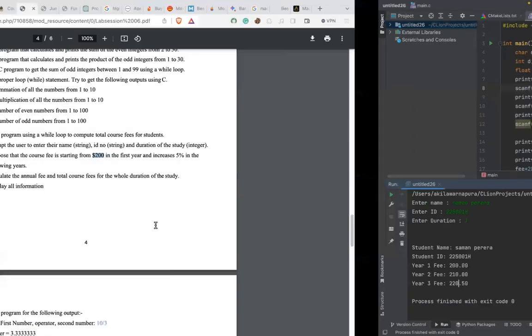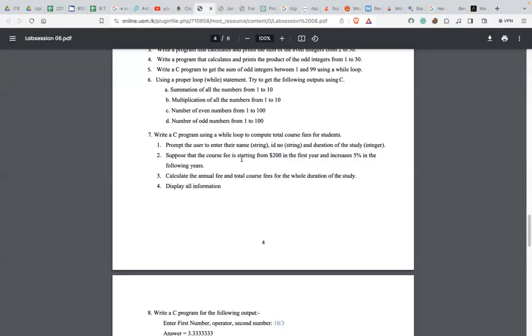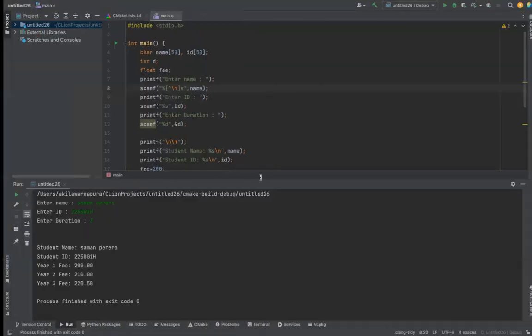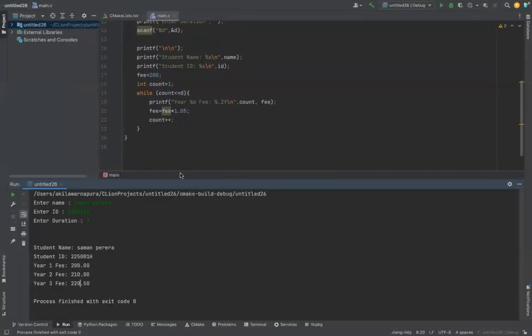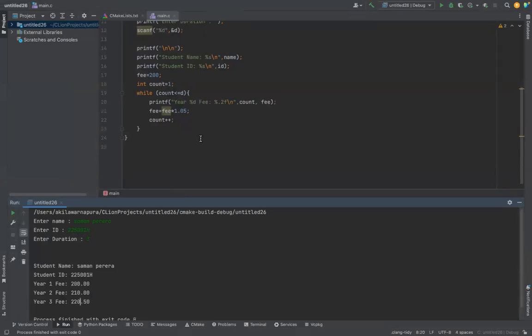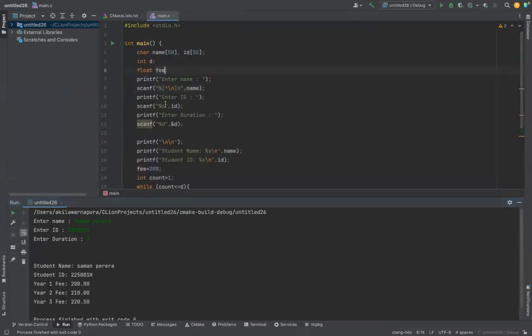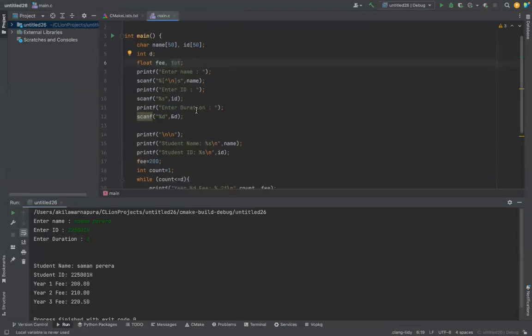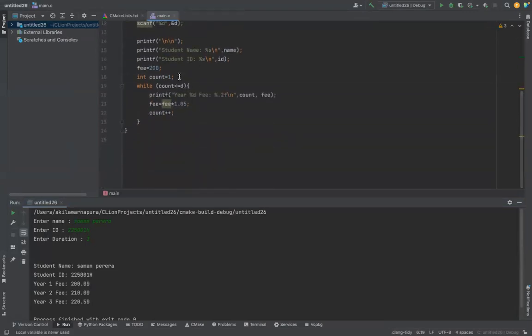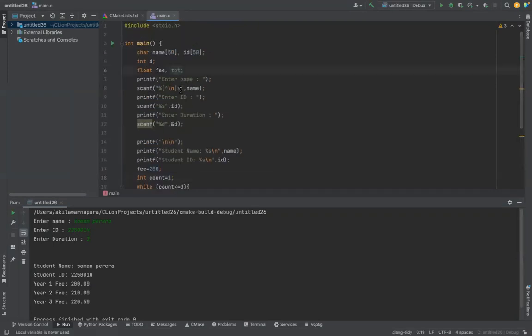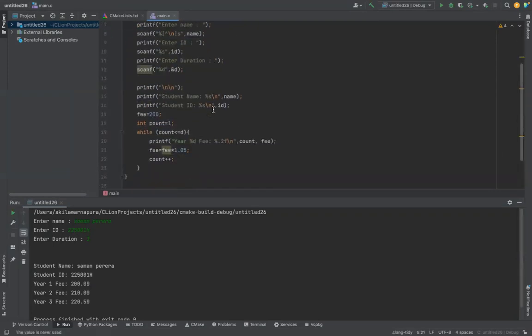Okay, suppose that we calculate the annual fee, and it asks for the total course fee also. So if you need to get the total course fee, you need to take another variable. Let's take the total course fee, let's say TOT or something, a floating type variable. Initially the total is 0.